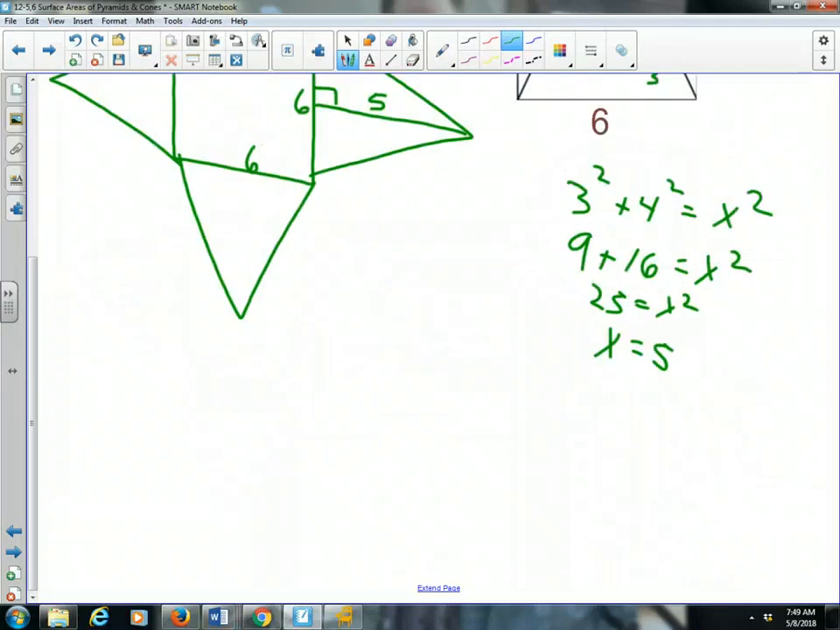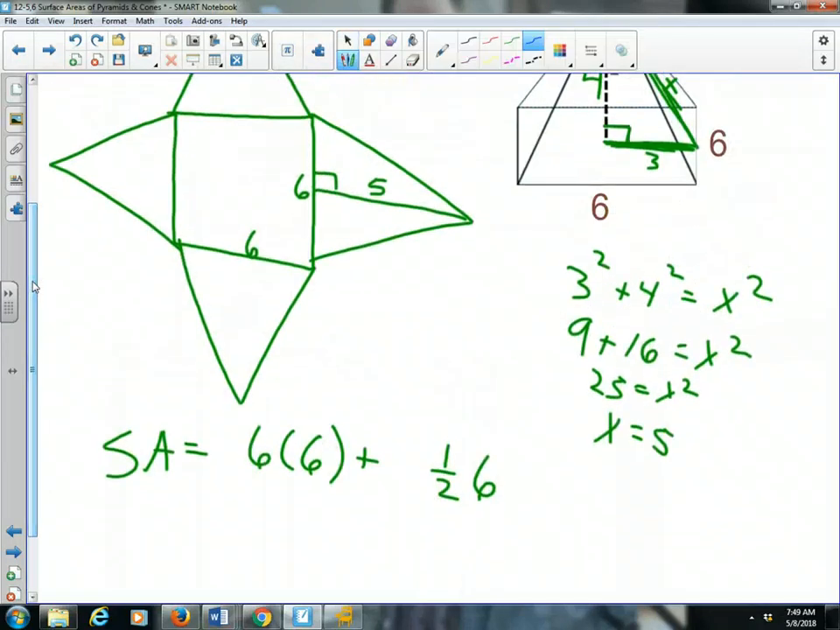The surface area is the area of the base. So the area of the base is 6 times 6. Base times height is the square. Plus, we would have 1/2 base times height. The base of the triangle is 6. We're talking about this triangle right here.